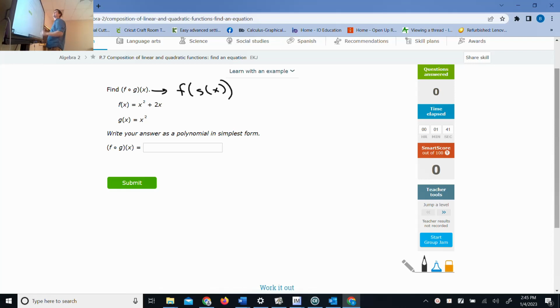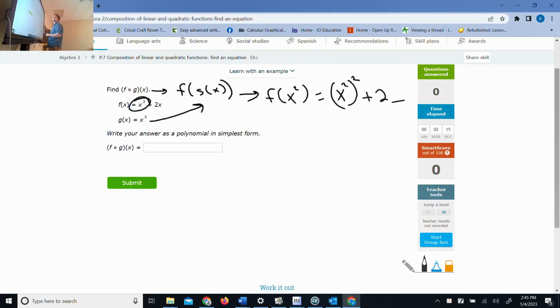I know that g of x is x squared. I'm just going to use the substitution property. Every x in f becomes x squared. This is f composed of x squared, which means that every x in f of x becomes x squared. So f of x squared ends up being, I'm looking at this guy, x squared squared plus 2, and x is encountered, and that x gets replaced again with x squared.